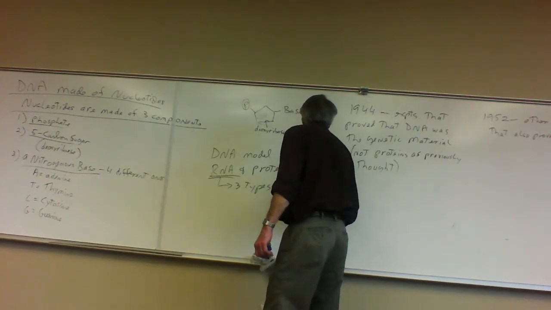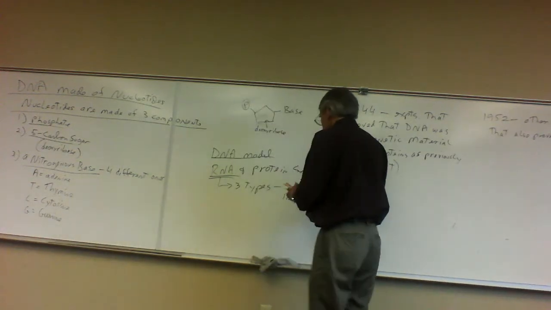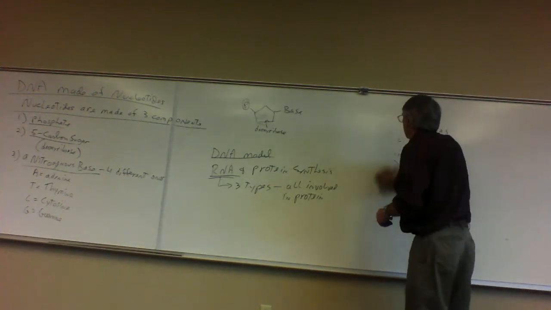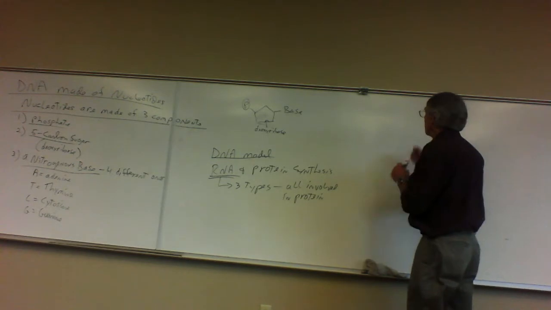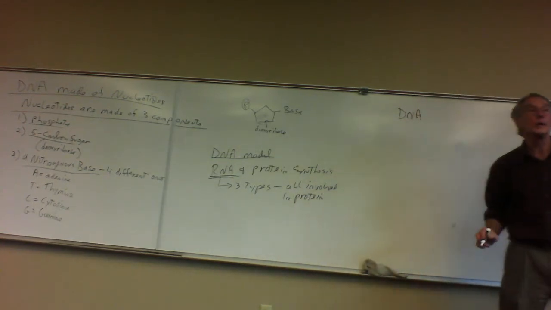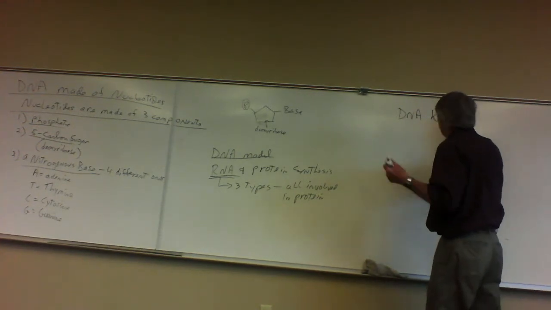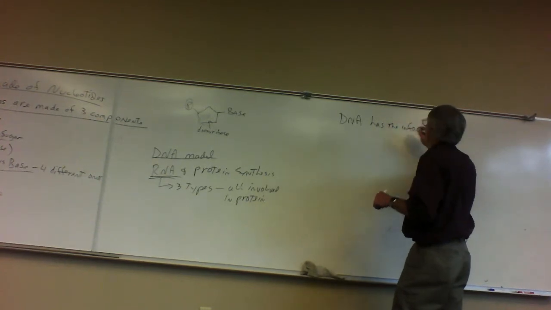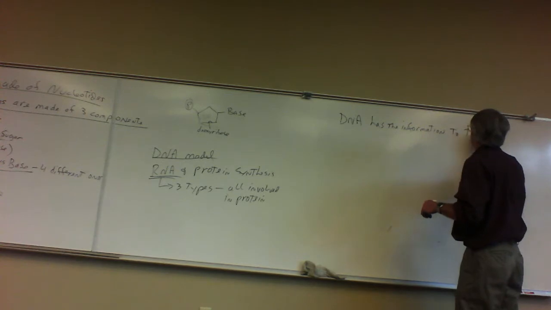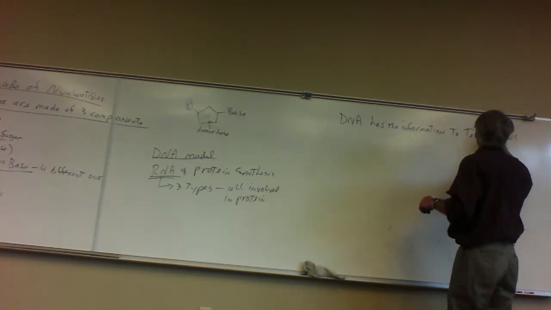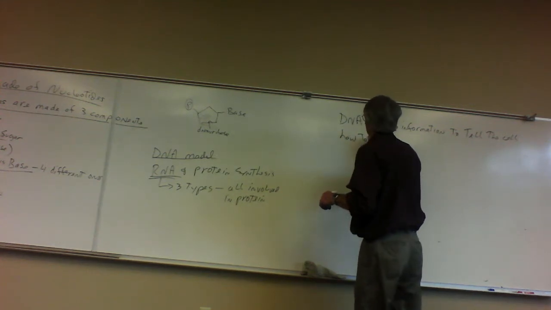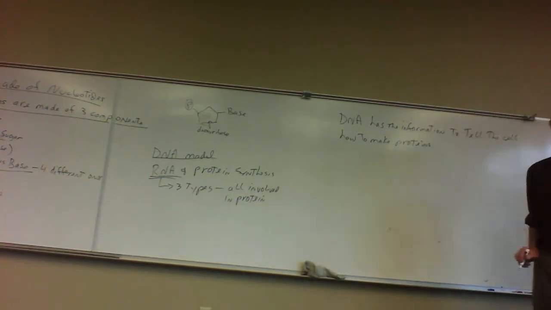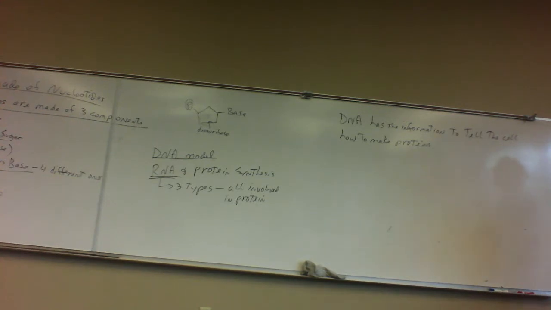So we'll talk about the DNA model, but let me just give you this. This is an important idea, so I want you to write this down. DNA is informational; it doesn't do any work. But DNA is the information, or has the information, to tell the cell how to make proteins.